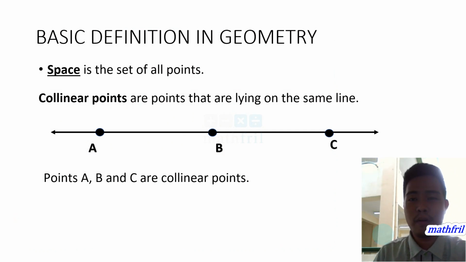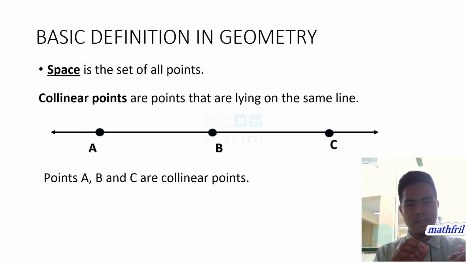Space is a set of all points. So if you have points there on our plane, we can make a space. So if you can see a cube, actually that is a space, a set of all points. So next idea is collinear points, points that are lying on the same line. So if you can form a straight line, that is collinear points.